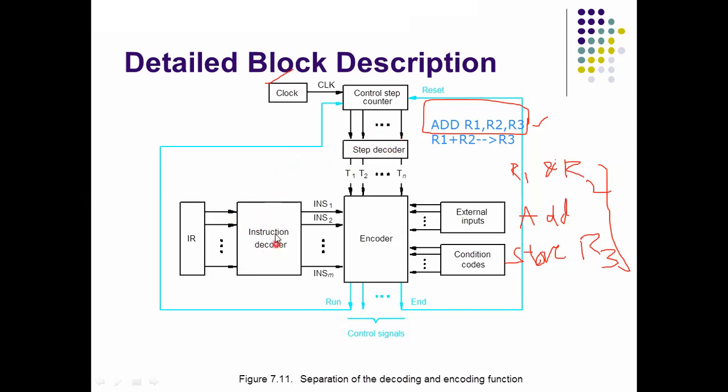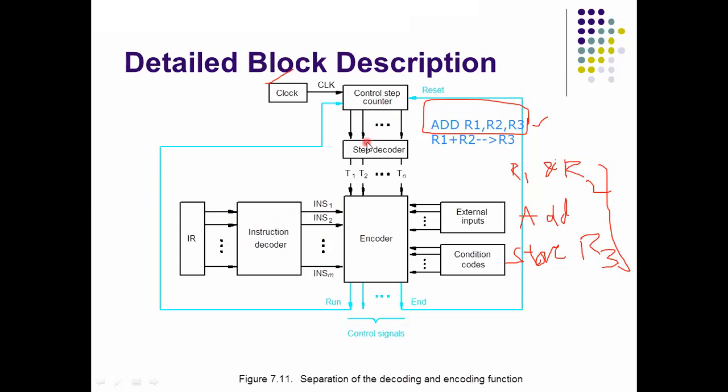So what does this instruction decoder do? Whenever an instruction comes from the instruction register, that instruction is decoded by using this instruction decoder. Decoded means it is changed into machine instructions: instruction 1, instruction 2, and so on. Depending on the task, we have a number of instructions. All these instructions are decoded by using this instruction decoder. So here the encoder will be there. This encoder generates the control signals.